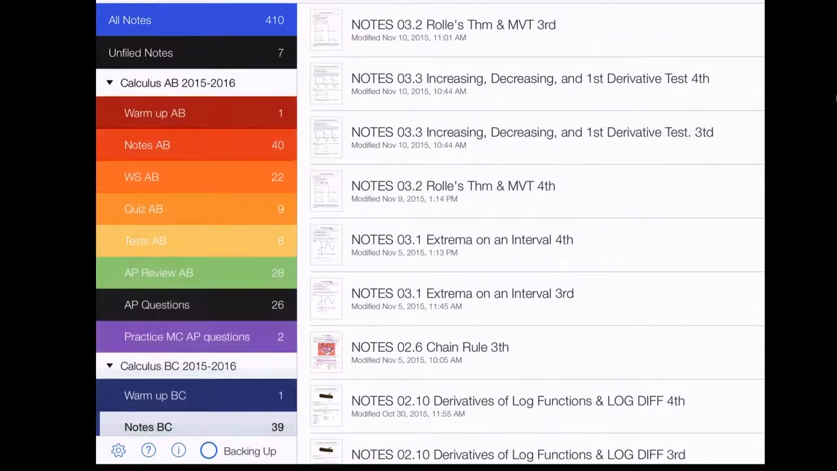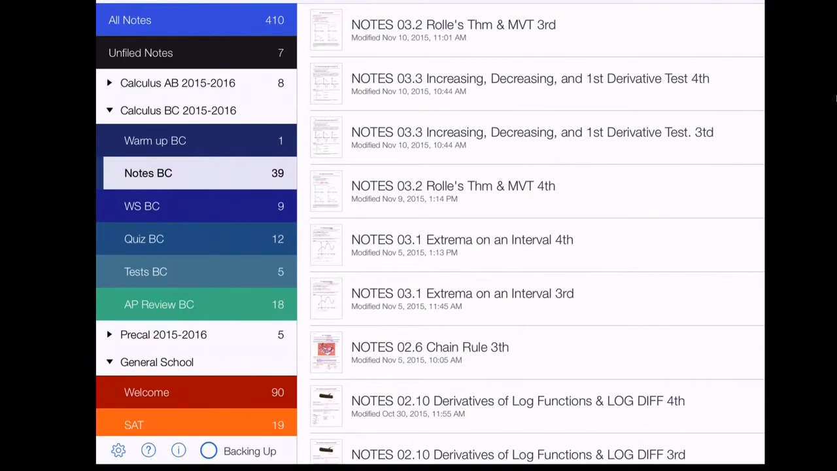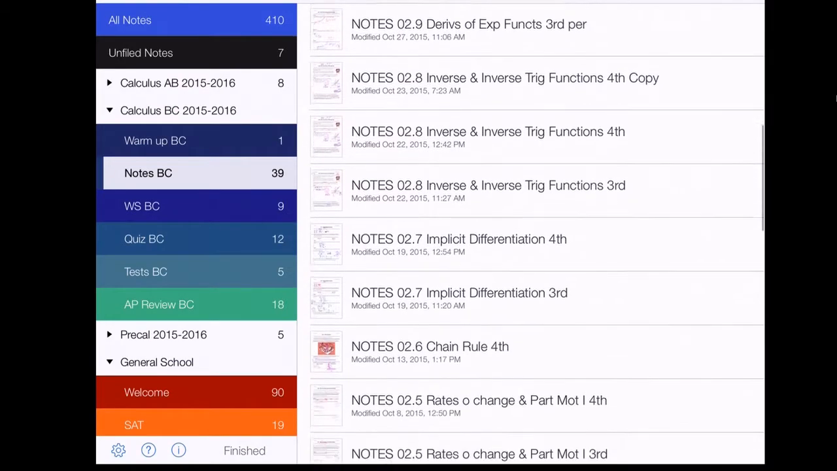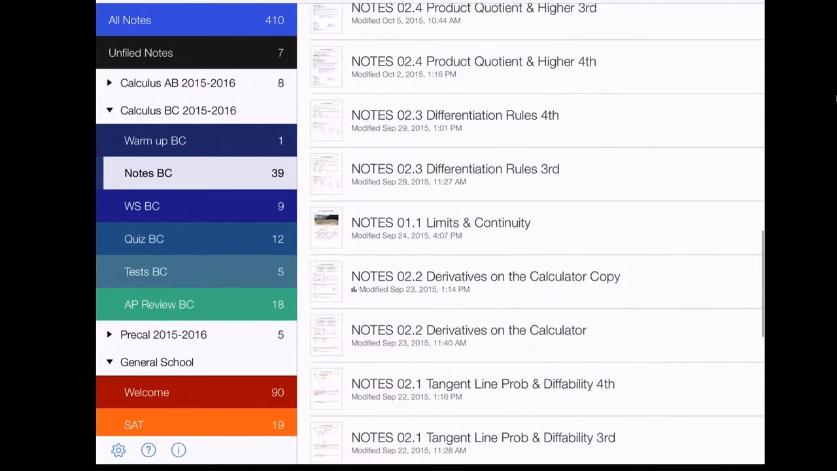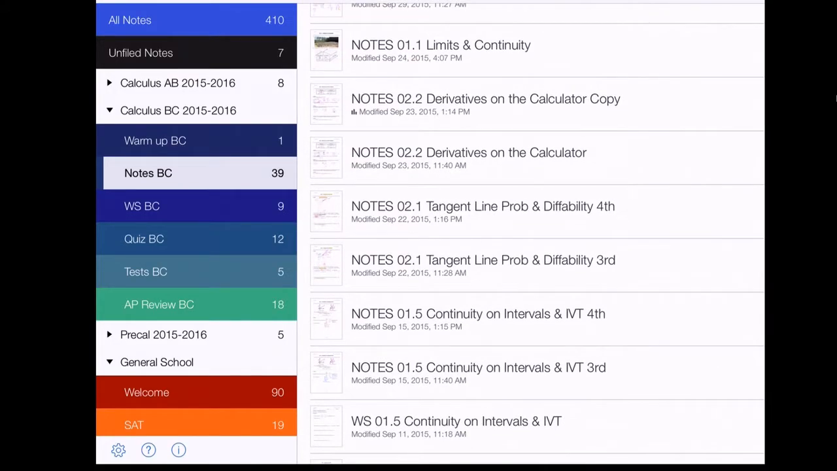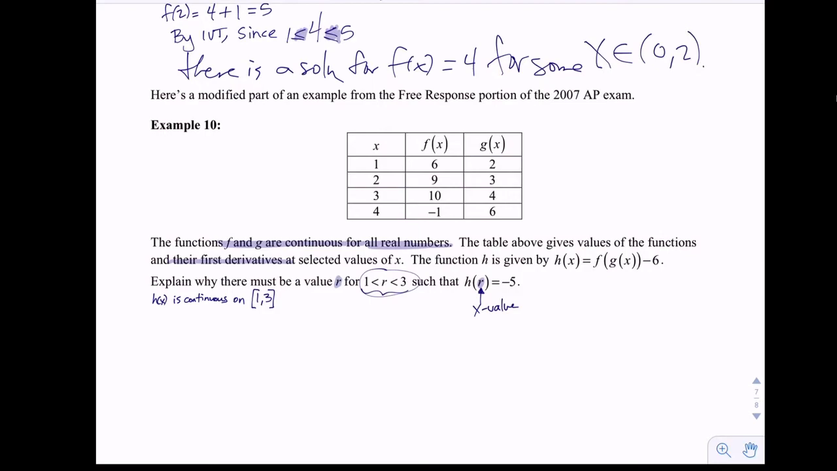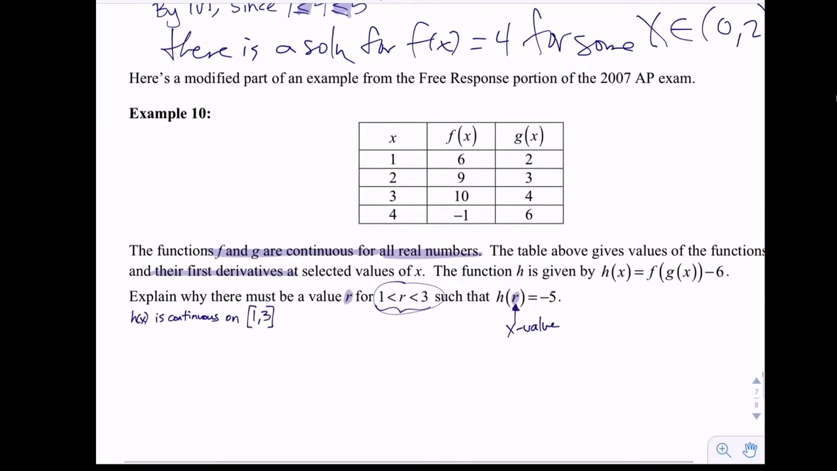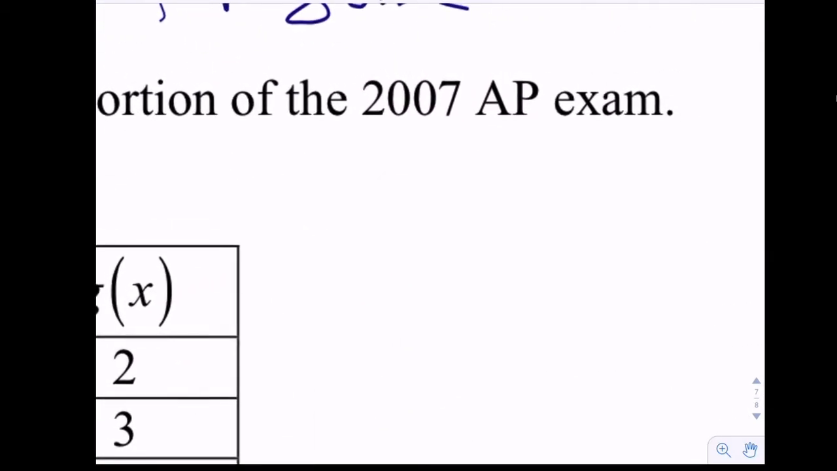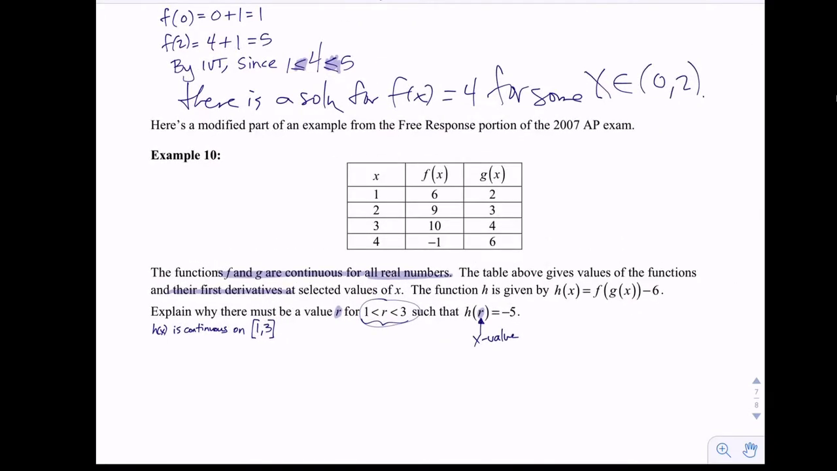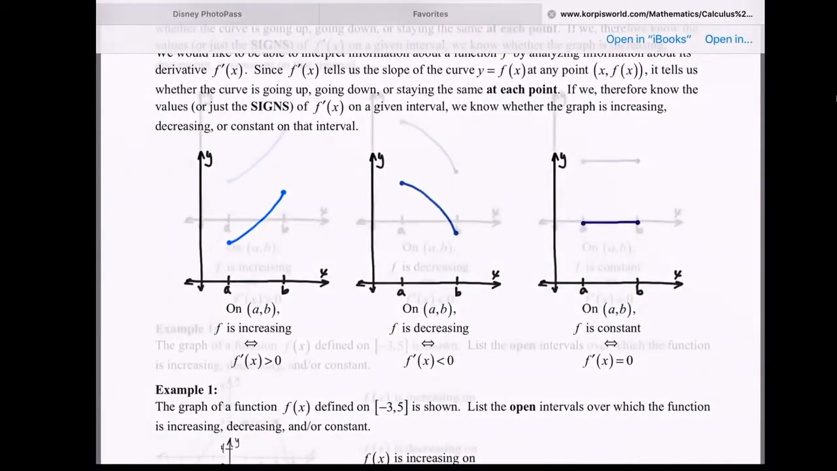While we're still recording here, let's do something else. Y'all remember when we talked about the IVT? How long ago was the IVT? 1.5? That was a long time ago. Let's take a look at what that was. There was a problem at the end, which was from a modified test question from the 2007 exam. Let's go ahead and pull up the 2007 exam.